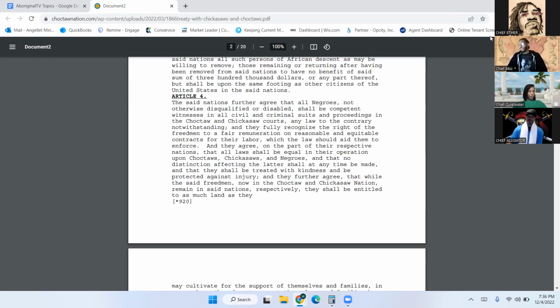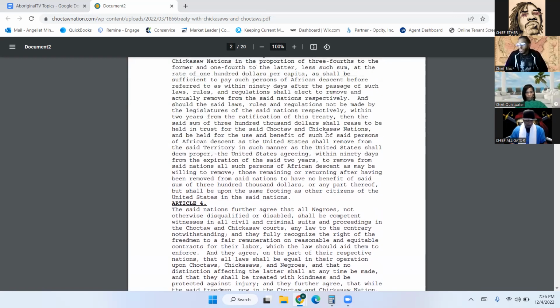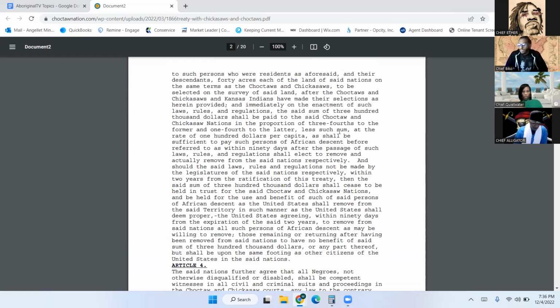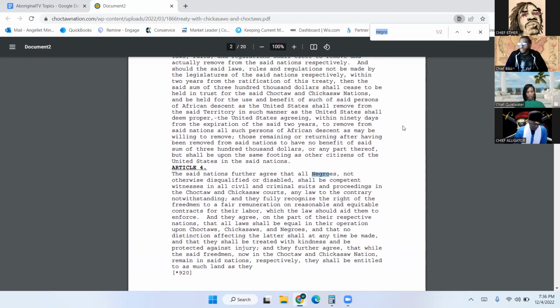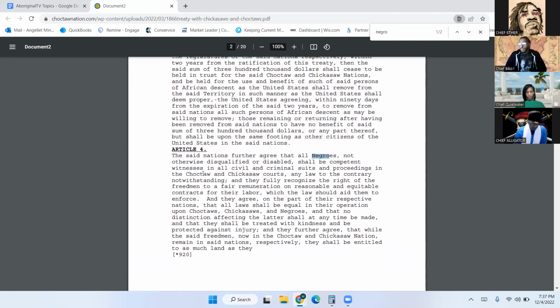Excellent point. And I just want to highlight here too, I'm going to reread that article, and I'm also going to show you that there's a difference, that the Negro and the Freedman are two different people, because that's what they're highlighting here. So again, I'll go ahead and read from the beginning.